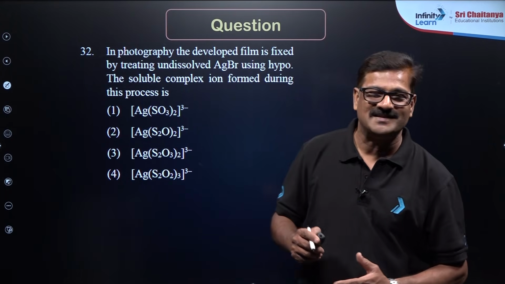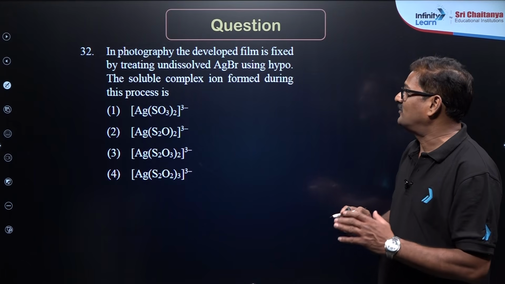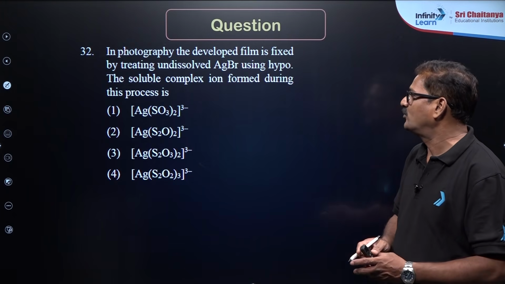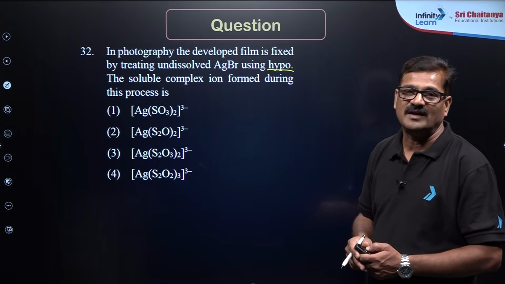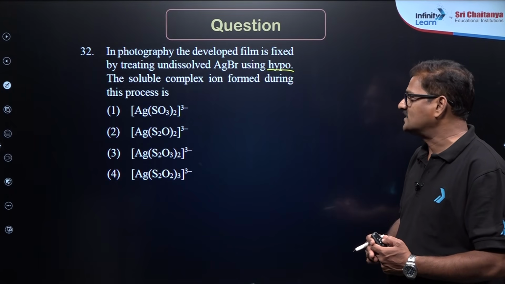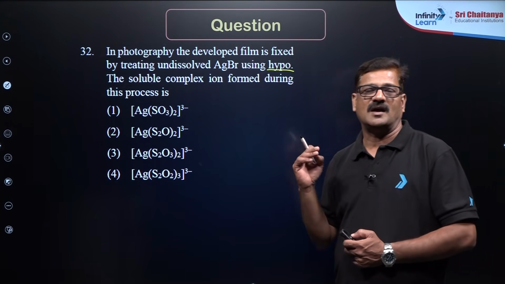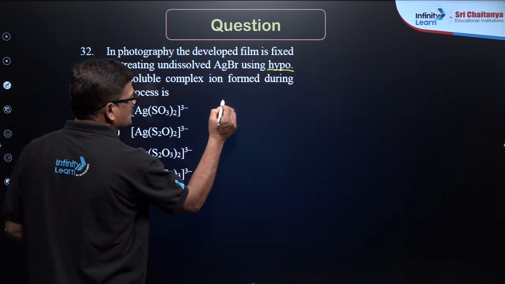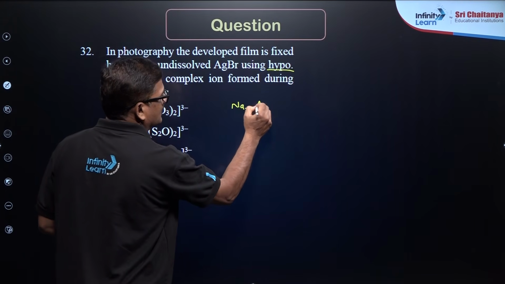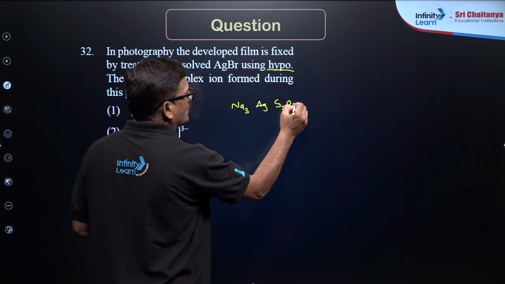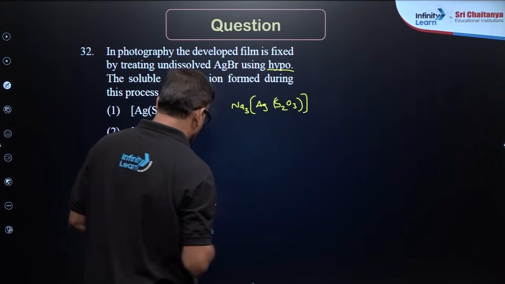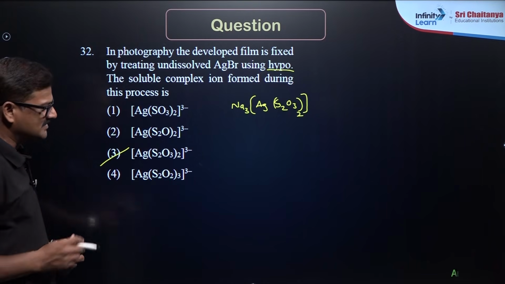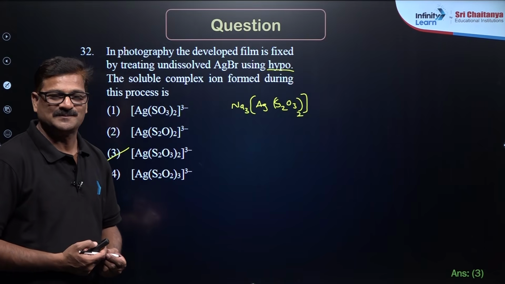Here is a d-block elements question. A question in photography: developed film is fixed by treating undissolved AgBr with hypo. Hypo means sodium thiosulfate pentahydrate. The soluble complex that is formed is sodium argentothiosulfate, Na3[Ag(S2O3)2]. So you are going to get this complex, with the thiosulfate twice. So answer 3 is going to be the correct answer for this question.